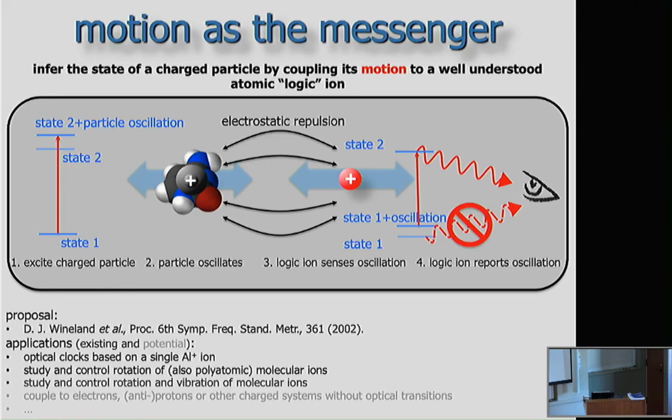This is how the aluminum frequency standard works at NIST and also in other places by now. You could also think about controlling other things like electrons, antiprotons, or whatever charge system, because as long as it has a charge, it can oscillate in the potential of the trap, and it can couple to your logic ion. So that's the basic idea.